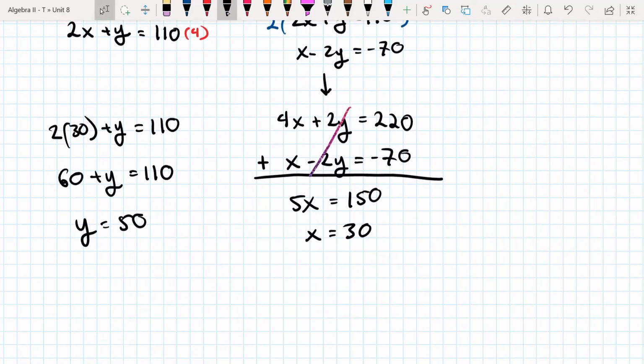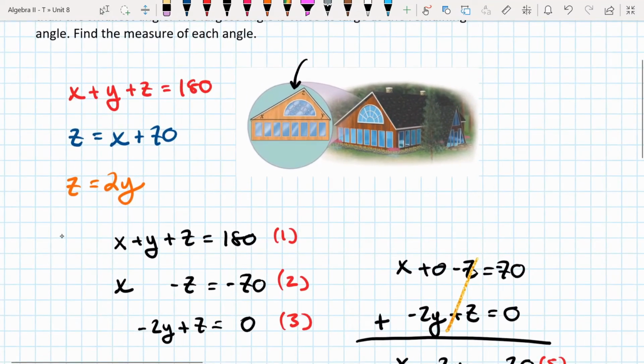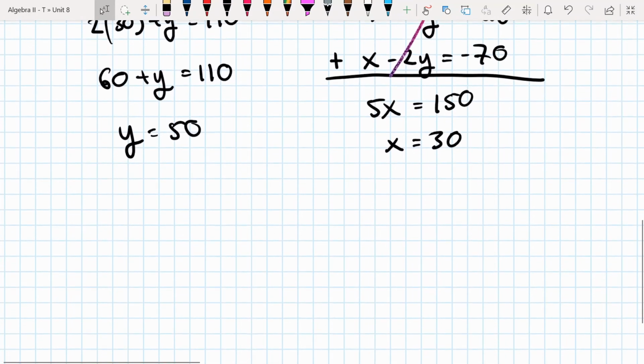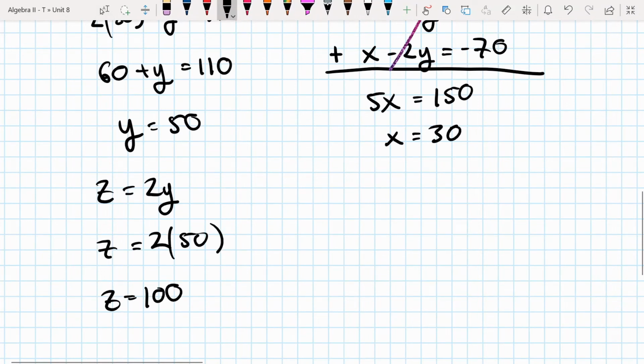Well, we know the sum of the angles is going to be 180, so we'll just use that first equation. Actually, what we can do is, this might be a little bit easier. If we go to the top here, this might be the easiest equation to use with the least amount of arithmetic, because all we need to do to get z is just take the y value and multiply it by 2. And so z is equal to twice the y value, and so z is going to be equal to 100 in this case.